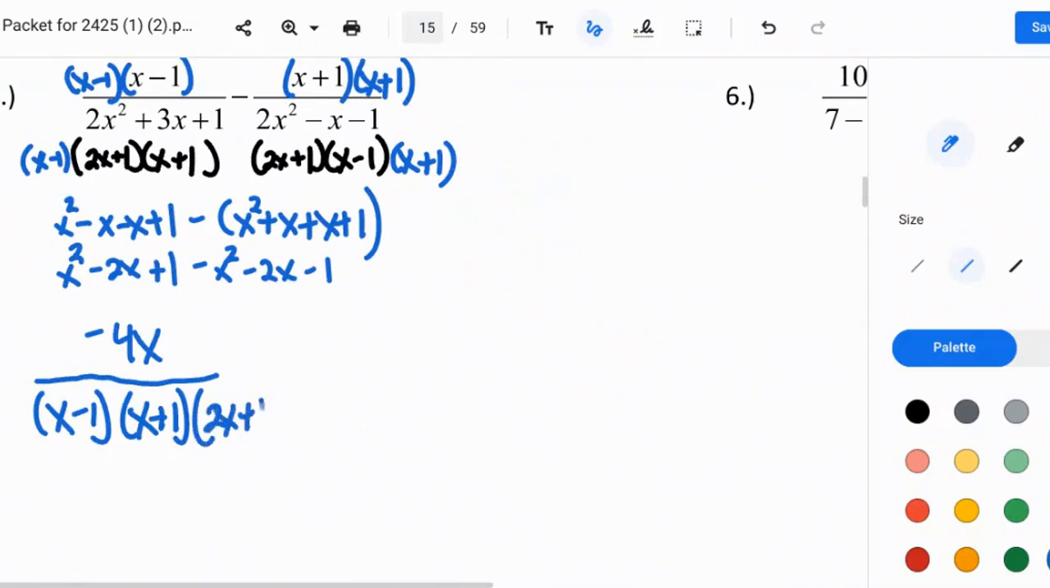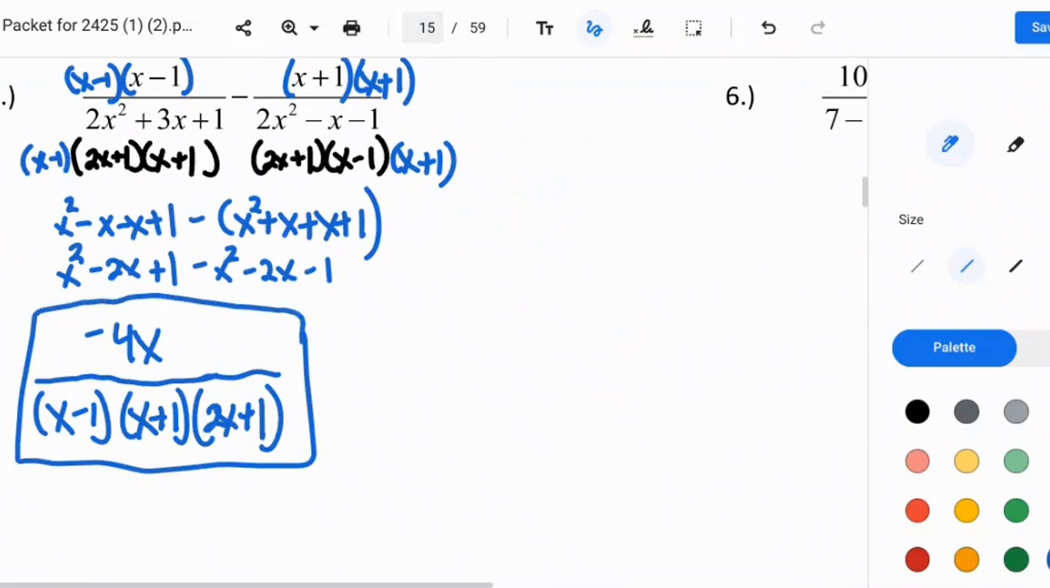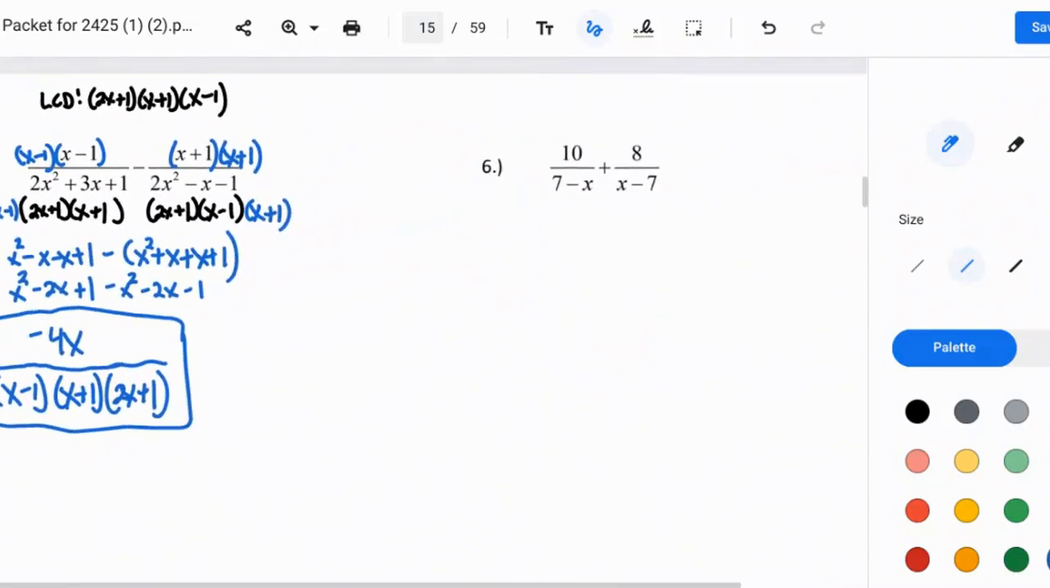2x plus 1. I can't cancel anything because the top's a monomial. The bottoms are all binomials. You can't cancel a binomial with monomials. So that's your final answer. All right, let's do one more, and we'll call it a day here.